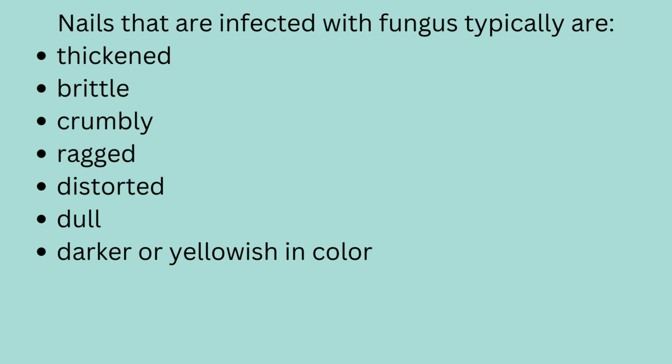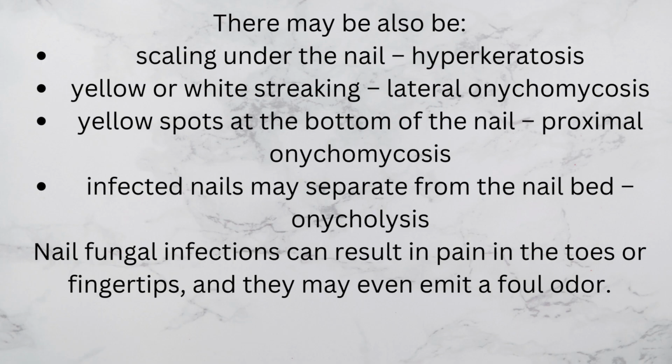Symptoms. Nails that are infected with fungus typically are thickened, brittle, crumbly, ragged, distorted, dull, darker or yellowish in color. There may also be scaling under the nail, hyperkeratosis, yellow or white streaking, lateral onychomycosis, yellow spots at the bottom of the nail, proximal onychomycosis. Infected nails may separate from the nail bed, onycholysis. Nail fungal infections can result in pain in the toes or fingertips, and they may even emit a foul odor.